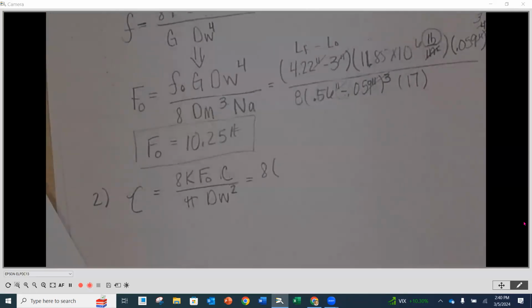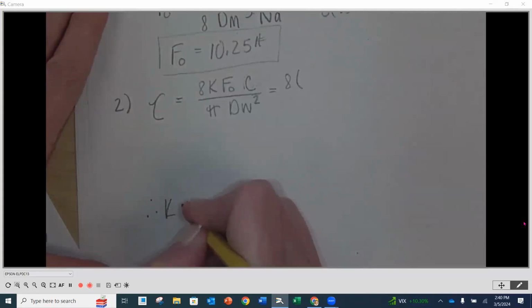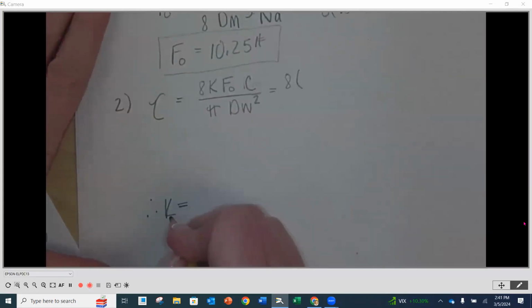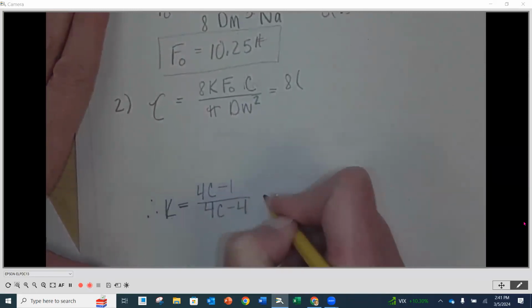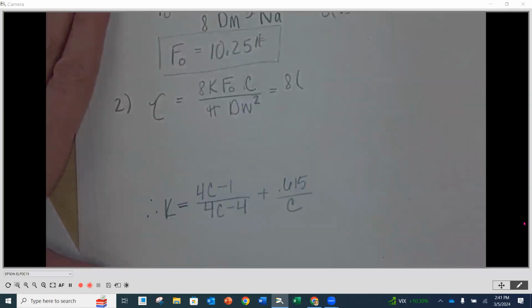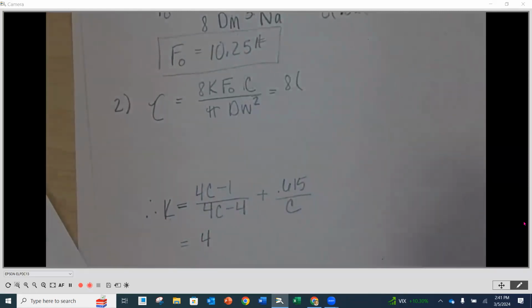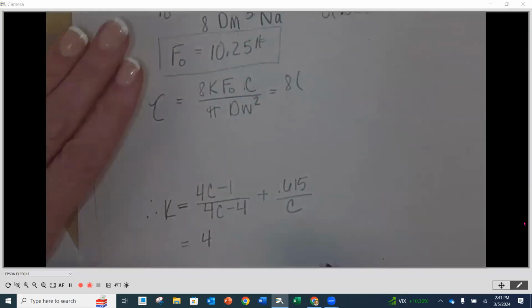So I've got to figure that out. Down here, I'm going to say K, the wall factor, is equal to, so capital K, not lowercase k, 4C minus 1 divided by 4C minus 4 plus 0.615 divided by C, where C equals 4 times C. We did do C in our first problem. We found C to be, in problem 8, 8.492.